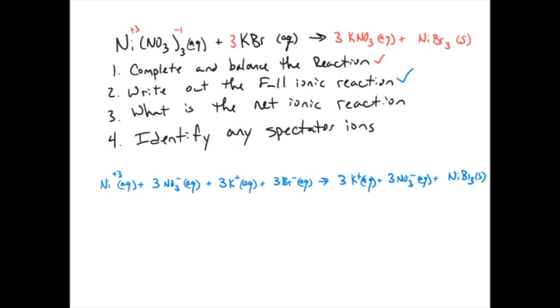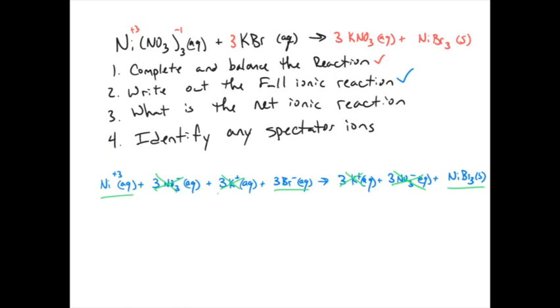Now I show my work in green, and I cross out anything that's equal on both sides. So I've got 3 nitrates on the left and 3 nitrates on the right. I've got 3 potassiums on the left. I've got 3 potassiums on the right. And the only thing that's left over is the nickel ion, the bromine ion, and then the nickel bromide.